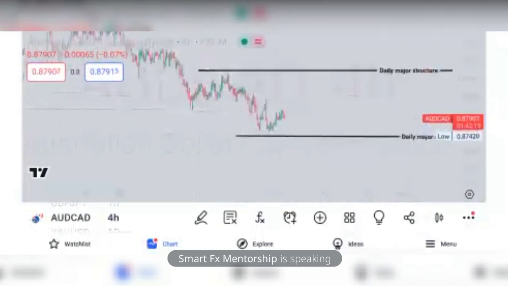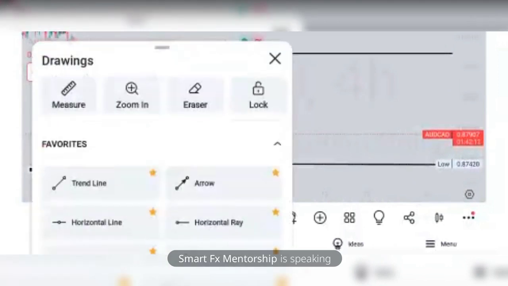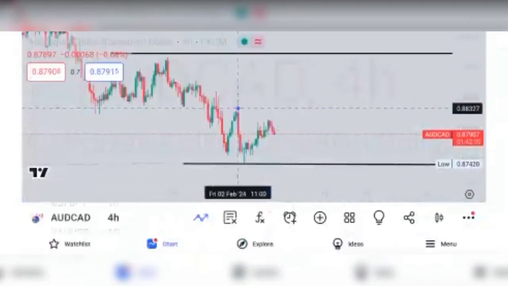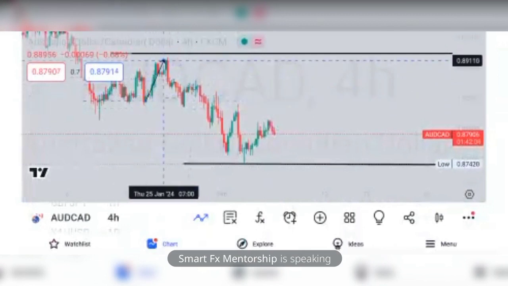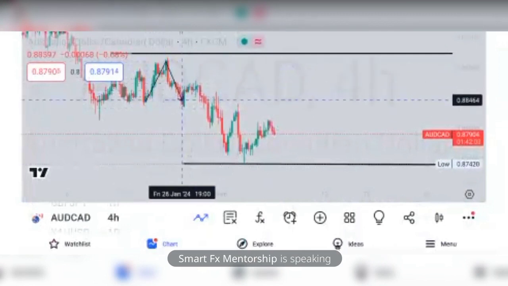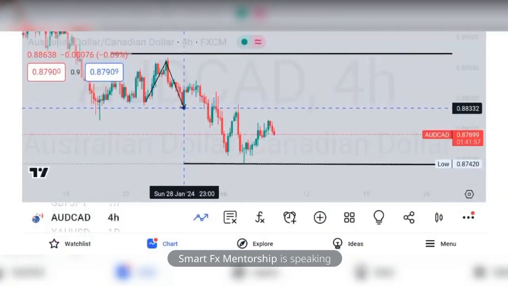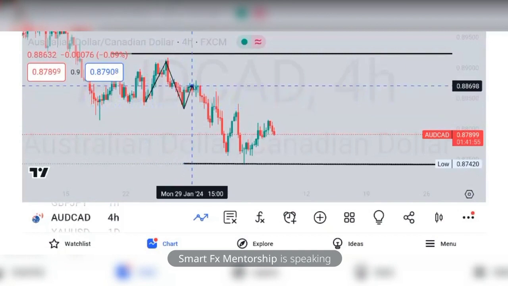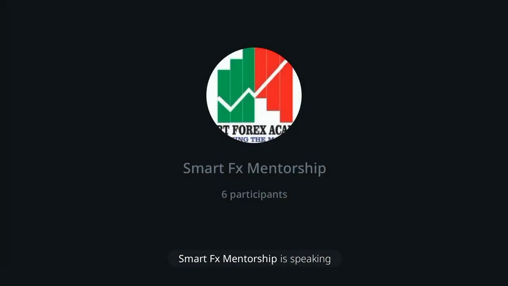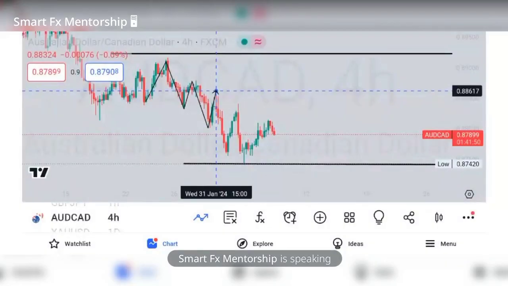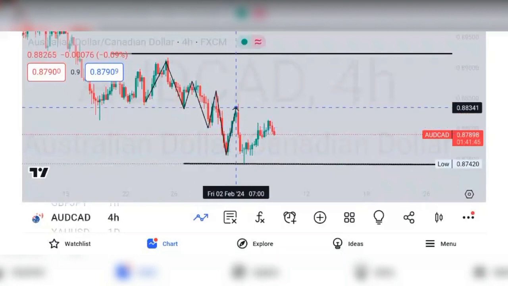So on 4-hour time frame, what do we see? We can see the market is currently on a downtrend. This is a low, then a push to the upside, a pullback, which changed character, which broke this low. So here became a change of character, a push to the upside, a push to the downside, a push to the upside, a push to the downside, a push to the upside, a push to the downside.